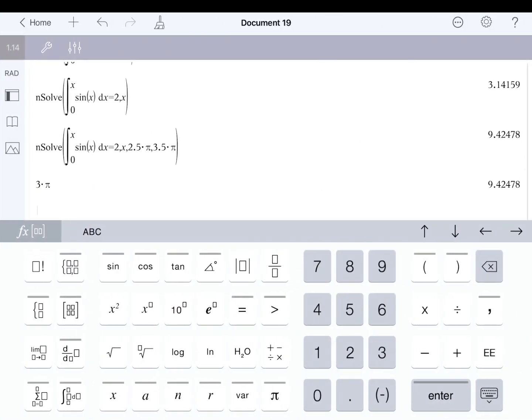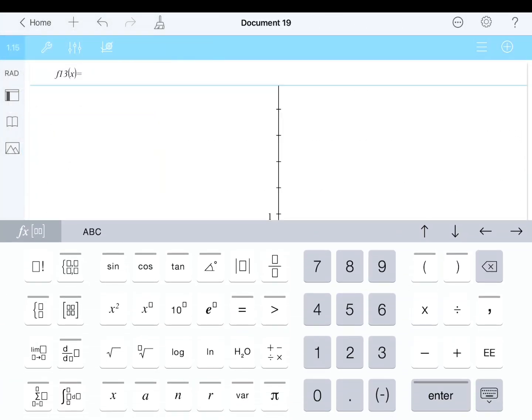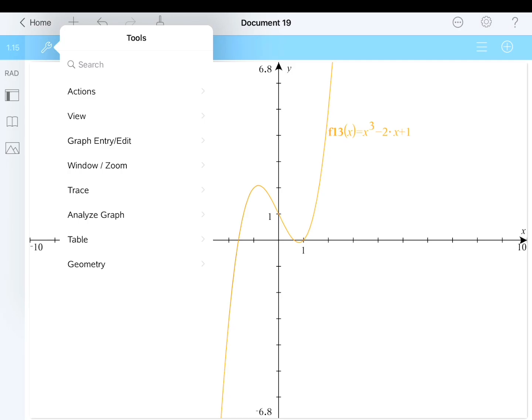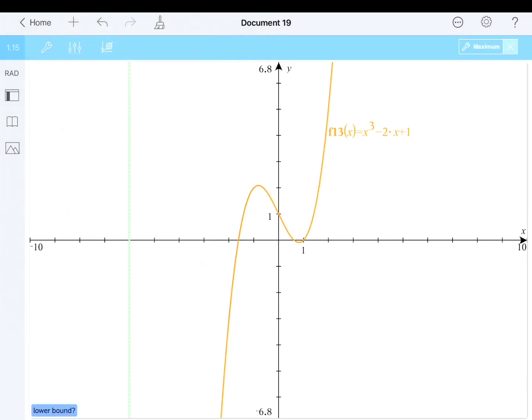So if I go to the graph here, let me quickly just randomly sketch a function. So let's say x cubed minus 2x plus 1. Imagine that I have that function, right? For finding the maximum or minimum, no problem. I'm going to go to analyze graph, maximum, lower bound, upper bound, and voila, I got the maximum value. That's great. So you can find the local maximum or minimum using the calculator.